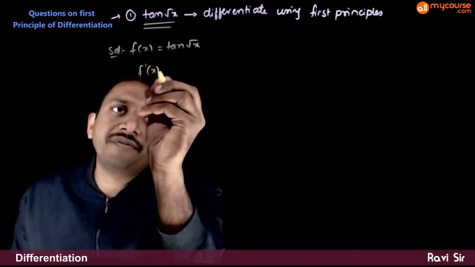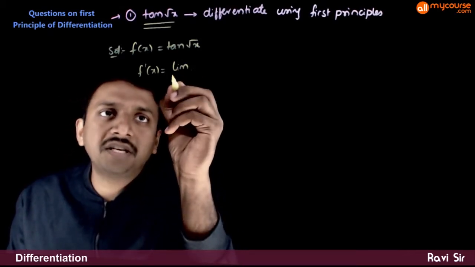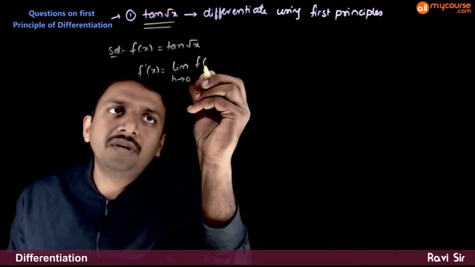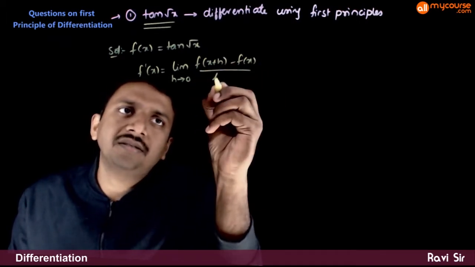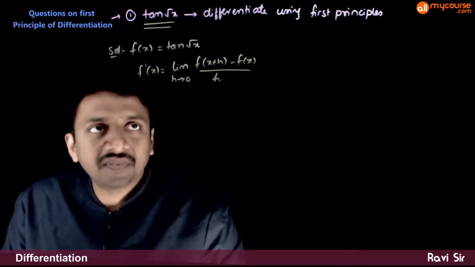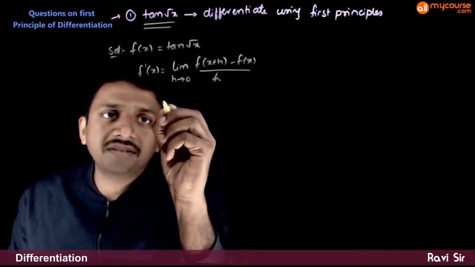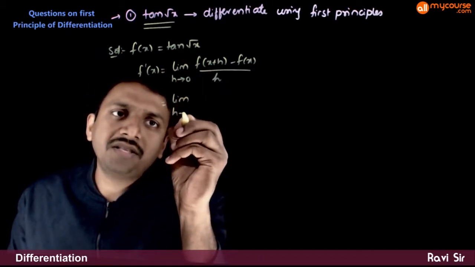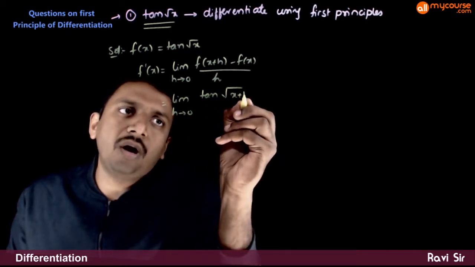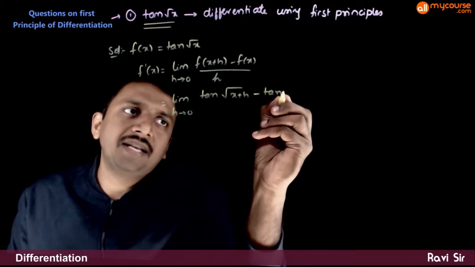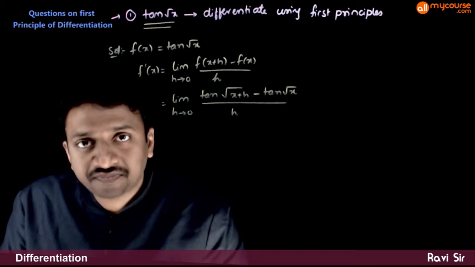So f dash of x is equal to... what is the first principle of differentiation? Limit h tends to 0, f of x plus h minus f of x, by h. Now, what is f of x plus h? f of x is tan root x. So limit h tends to 0, tan of root of (x + h) minus tan of root x, by h.